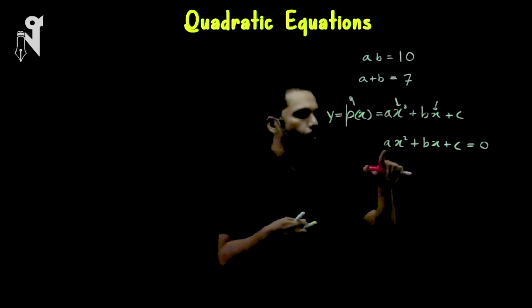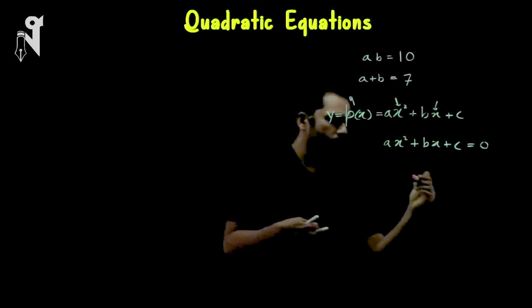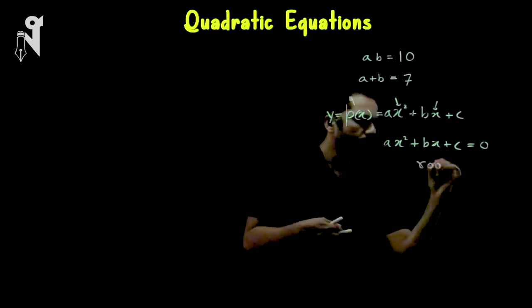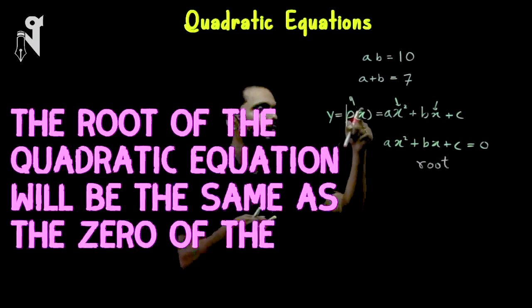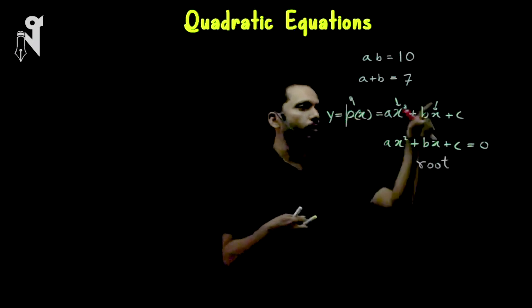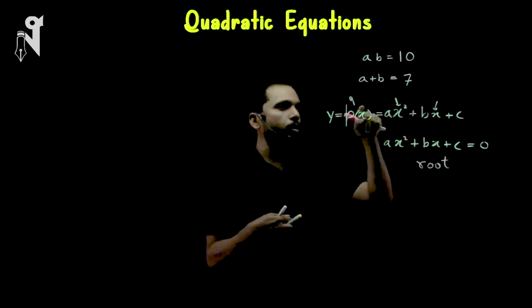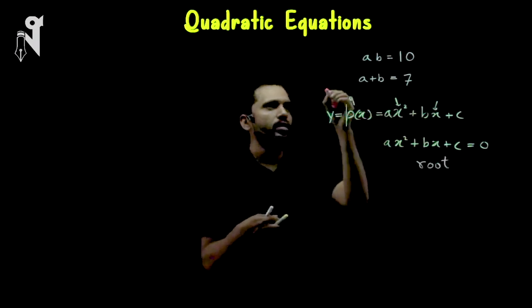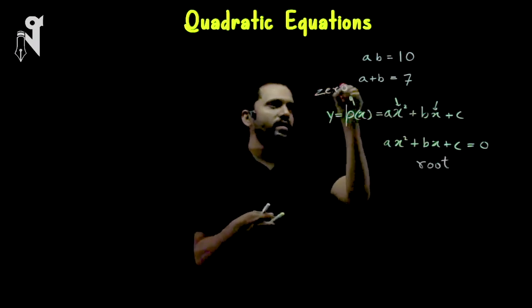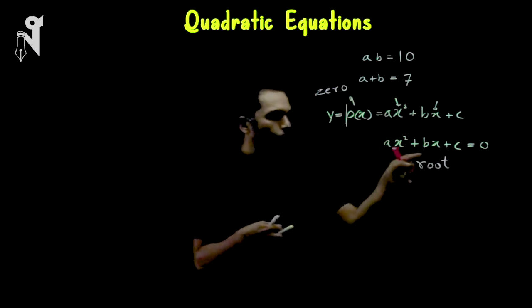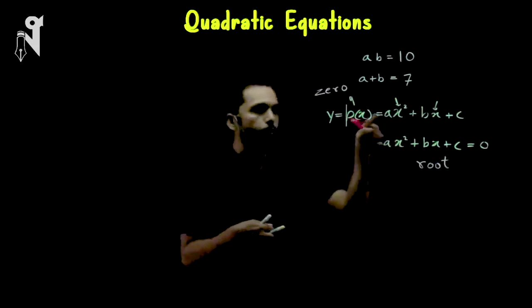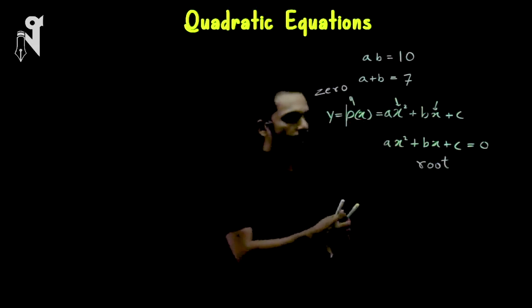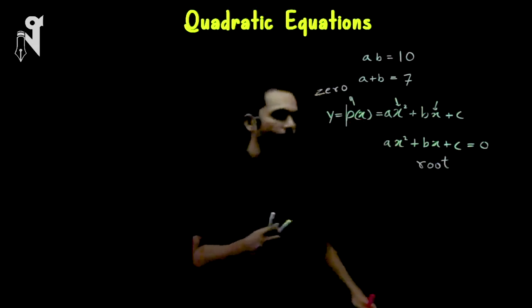So in fact, the root of this quadratic equation, when you solve this, you'll get the root. The root of this quadratic equation will be same as the 0 of this polynomial. What is the 0 of the polynomial? Which value of x makes the polynomial p(x) as 0? So the 0 of the polynomial will be same as the root of the quadratic equation, but we don't say 0 of the quadratic equation, we don't say root of the polynomial. So mind you, they may lead to the same values, but they mean two different things.